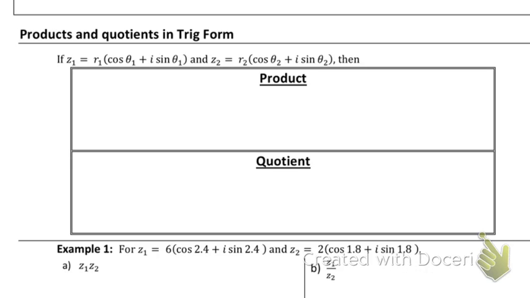What? All right, so we are going to have z sub 1 times z sub 2.